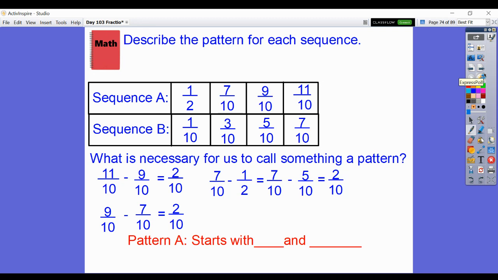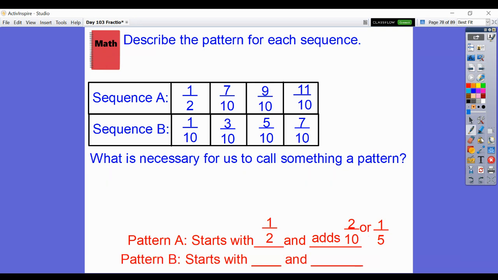This is good support. Mr. Kalashin kind of told you the same thing, but I can't show you like this is showing you. It's difficult for me to write on the screen like that. Okay, pattern A starts with 1/2 and adds 2/10, which is what we just said. But make sure you're writing all of this in. Pause it if you have to. Copy all of this in your notebook, please. It's important support material. Adds 2/10 or 1/5.